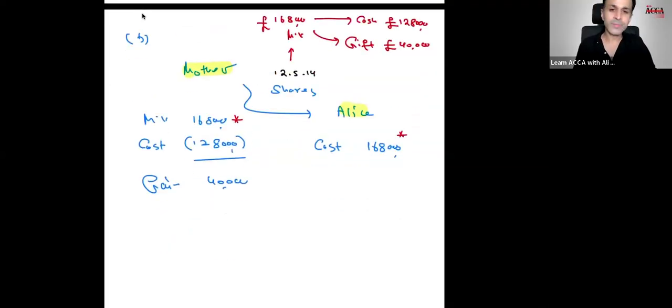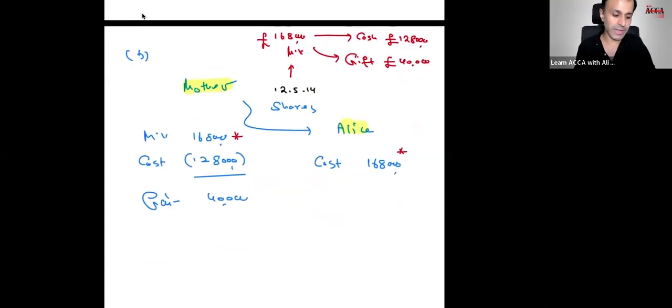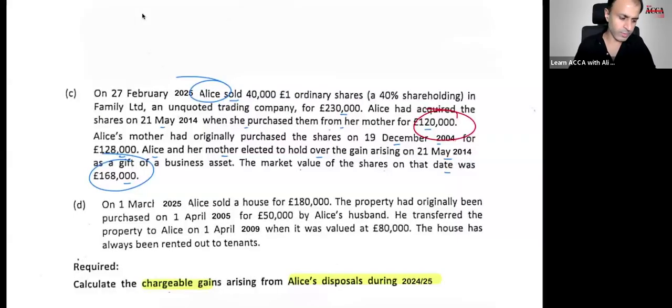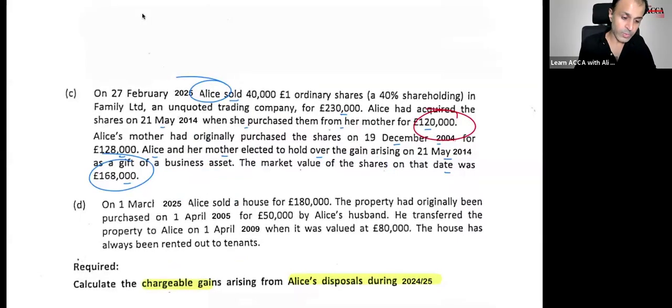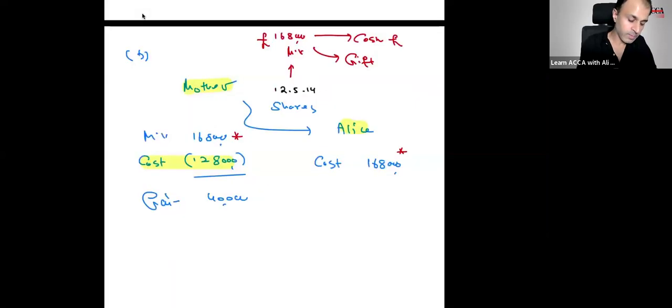So now we will have to concentrate on the balance of cash proceeds and the cost of these shares. No, the cash proceeds were 120,000. Is it? The cash proceeds are 120,000. And the gift element of that is going to be 48,000.